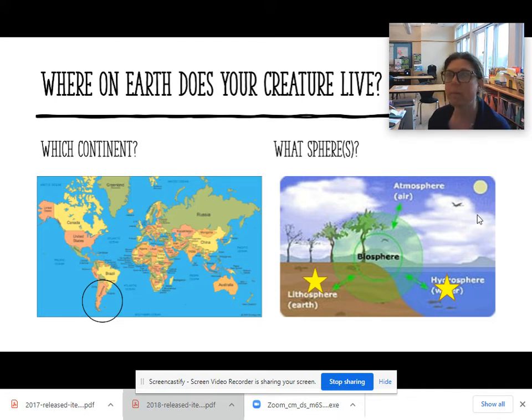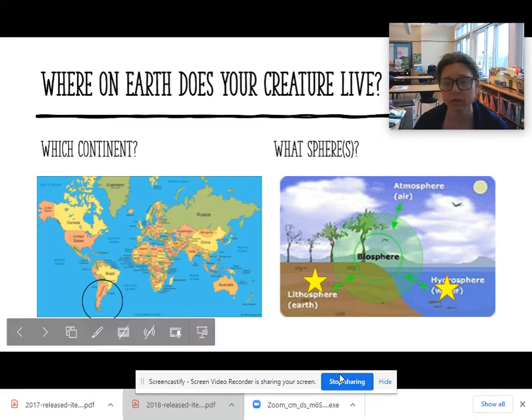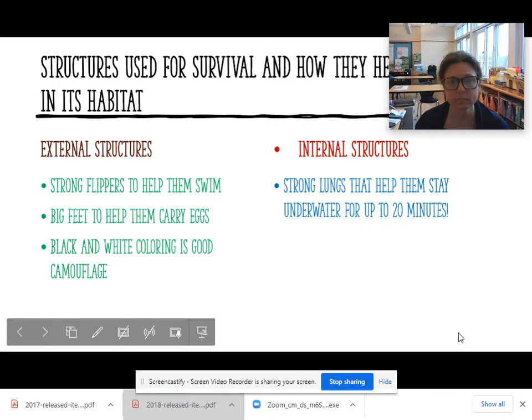And then I want you to think back to our last unit of study and think of what biospheres your animal lives in. Penguins happen to live on Earth in the lithosphere, and they also live in water, so they use the hydrosphere.